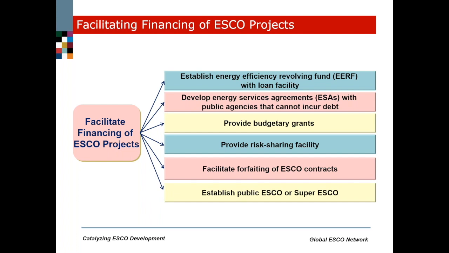Finally, the governments can establish a public ESCO or a super ESCO. Now, this is essentially a government agency that takes on the responsibility of dealing with other government agencies, such as the Ministry of Education, the Ministry of Health, Ministry of Public Administration, and signs agreements with them to implement projects. It is easier for one government agency to sign a contract or an agreement with another government agency, much easier than an ESCO doing that. So this creates what is called a public ESCO or a national super ESCO.